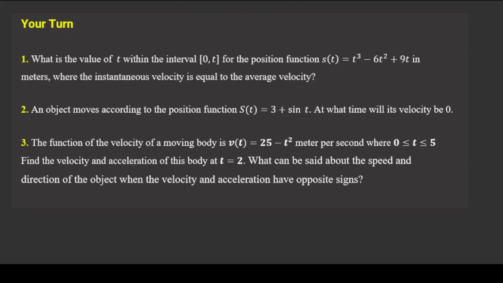The first question says: what is the value of t within the interval 0 to t for the position function in meters? The position function is given, where the instantaneous velocity is equal to the average velocity. Guys, when the instantaneous velocity equals the average velocity. Instantaneous velocity is s prime of t, right? It is equal to the average velocity. So v average equals s of t2 minus s of t1 over t2 minus t1.